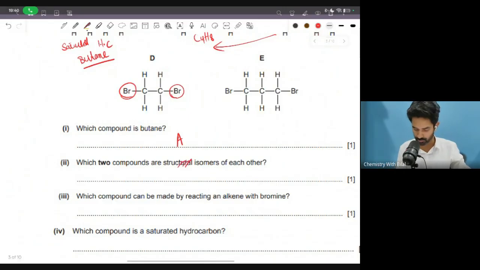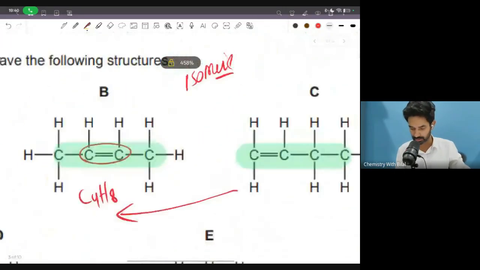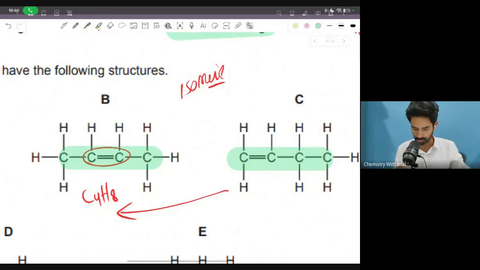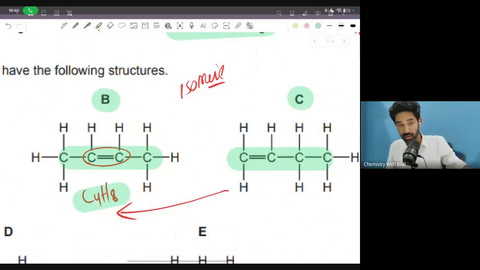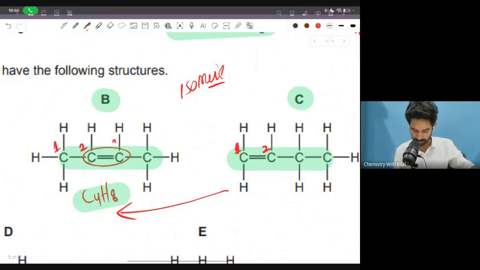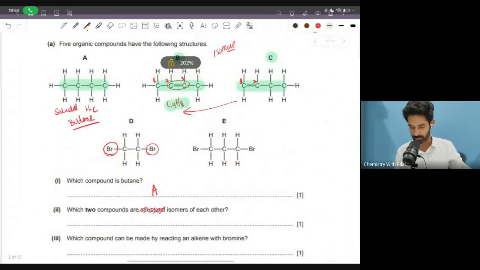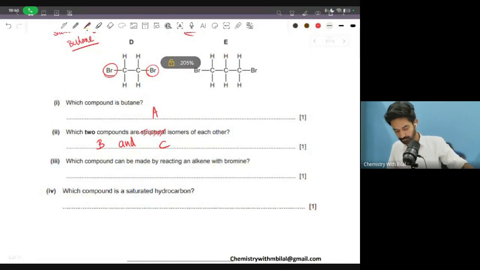Structural को छोड़ो, बस isomers पे focus करो. तो हमने तो पहले decide कर लिया. B and C have the same molecular formula, C4H8. B and C both have the same formula, but the position of the double bond is different. Here the double bond is between the first and second carbon, and here it is between second and third carbon. So the position of double bond is different. So they have the same molecular formula, but structures are different. So they are isomers, or more specifically, structural isomers.